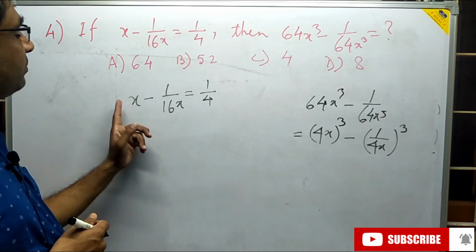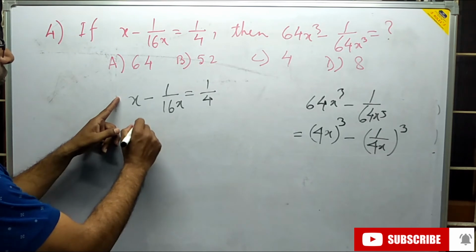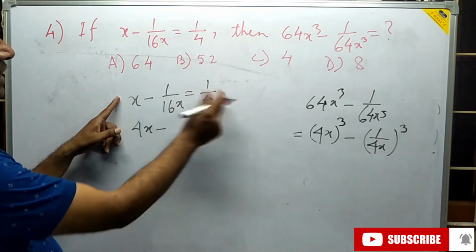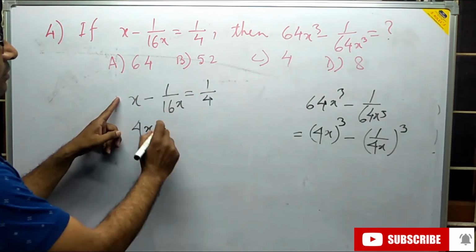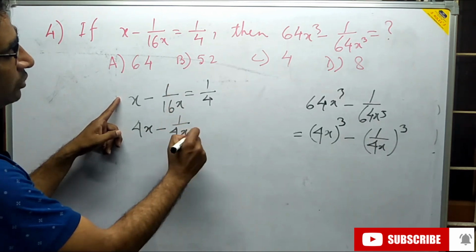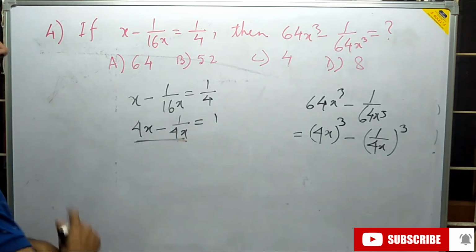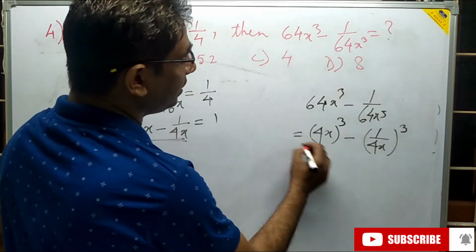To make this one 4x and this one 4x, we have to multiply this one by 4. If we multiply both left and right side, this one 4x minus, if we multiply 4 with this, then we can write this one 4x. If we multiply this one, then 1. So we got the value 4x minus 1 by 4x equal to 1. Now put the value here for this one.